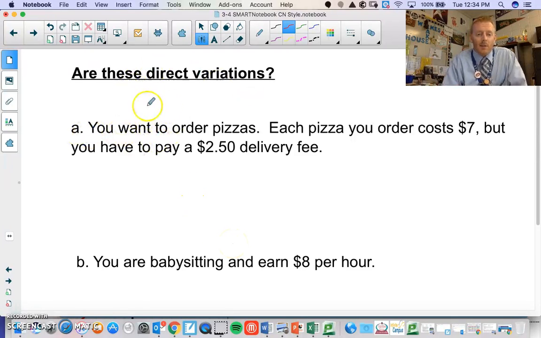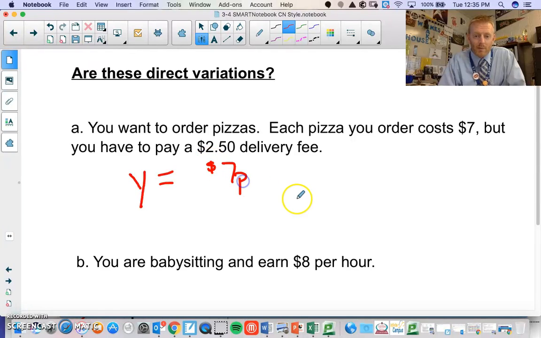In example A here, our job is to determine if this is a direct variation situation. So you want to order pizzas. Each pizza will cost you $7, but you have to pay a $2.50 delivery fee. So let's make an equation. y would be the total cost. It costs you $7 per pizza, so if P stands for the number of pizzas, plus a $2.50 delivery charge.